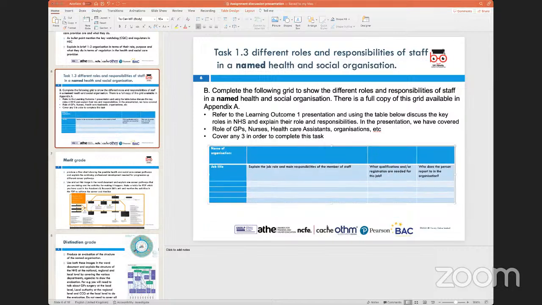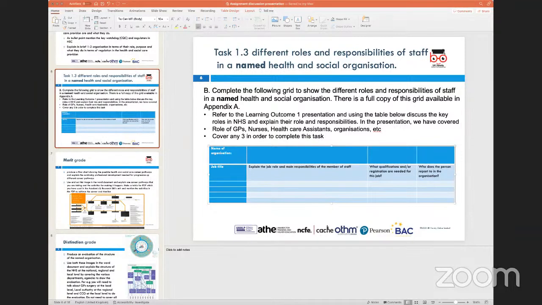So if I have to look at roles and responsibilities of staff in a care home in Manchester, that would mean that I've taken a named organization, and what we need to do is we need to do this as a table wherein it explains the table has the job title, it has the main responsibilities as it is given in the template, and then what qualifications are required to basically take up that role or work in that role.